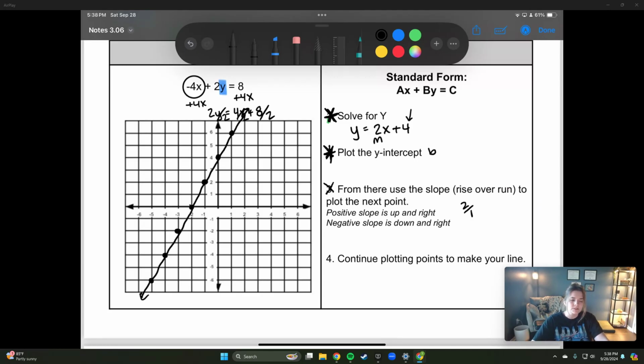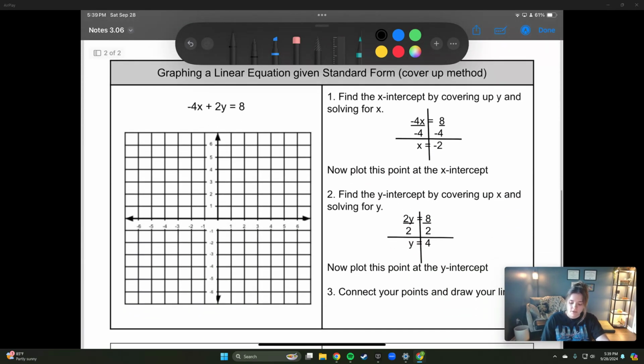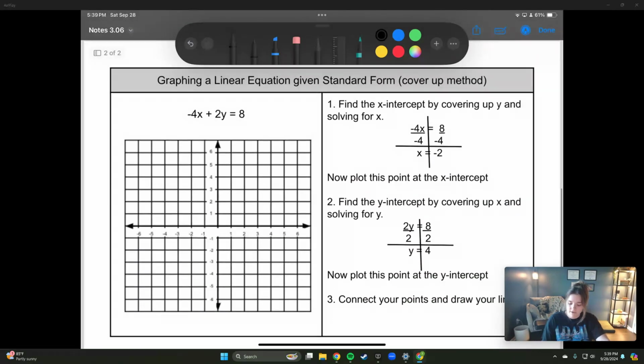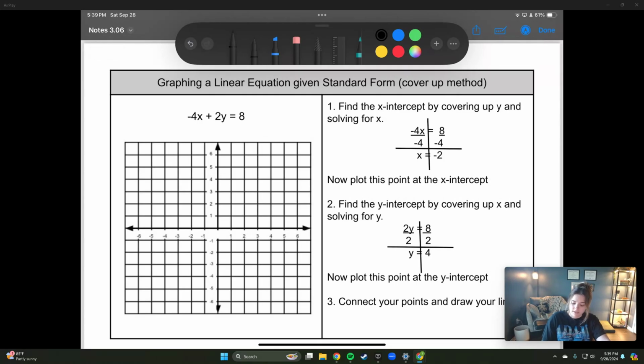Now, there's another way that you can solve this. Okay, so you can get y completely alone, and you can put it into slope-intercept form and then plot it just like how we've been plotting it. Or you can use the cover-up method. As you can see, it's already kind of wrote the cover-up method for you because this is the same problem, right? The cover-up method is where you get rid of that 2y. See, for that first one, it got rid of 2y. For that second one, it got rid of the x, and it put them by itself.